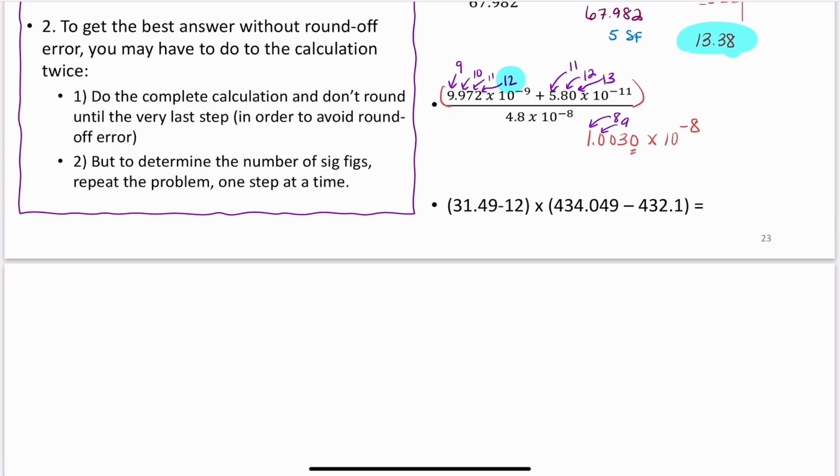8, 9, 10, 11. The calculator tells me 1.003 times 10 to the negative 8. But it's not precise enough. I need to add a 0 to keep the precision of my measurement. And that's where the 0 comes into play. The 0 here is so that I keep the precision of my measurement.